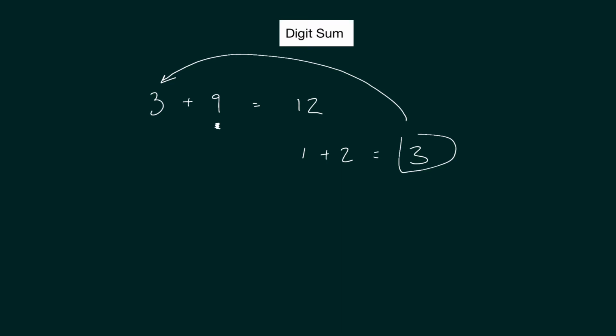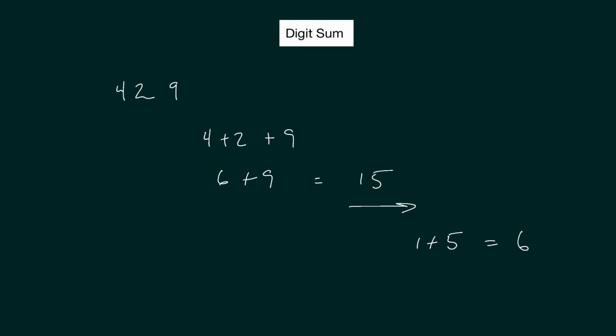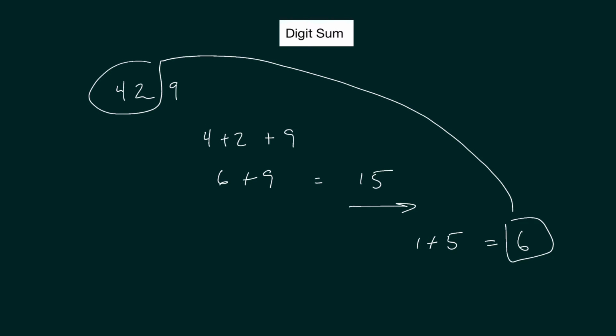Another example would be, let's say we have the number 42. We know the digit sum of 42 is going to be 6. We're just going to add 4 plus 2, that gives us 6. So we know the digit sum is 6. Well, let's say we add a 9 here, 429. Let's see what happens. 4 plus 2 plus 9. That's 6 plus 9, which equals 15. When we take the digital root, we keep going. 1 plus 5 equals 6. See, it takes us right back to the original digital root that we found.